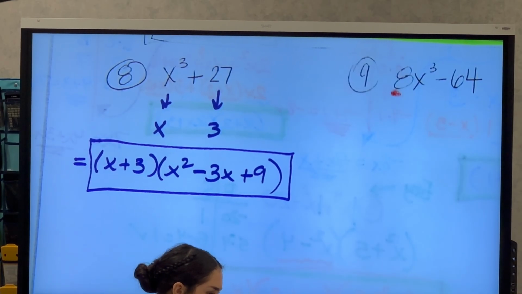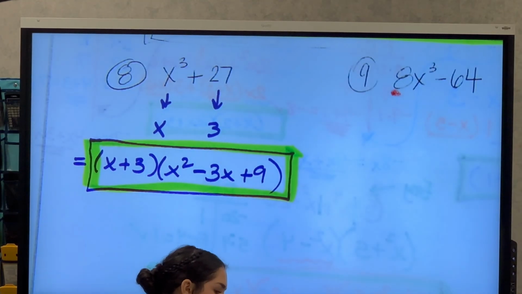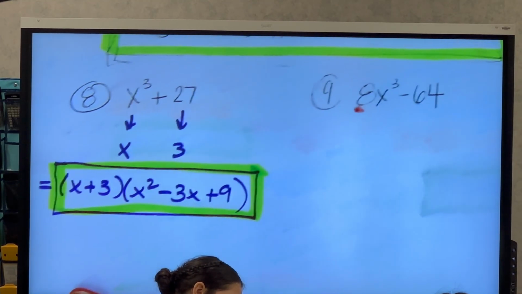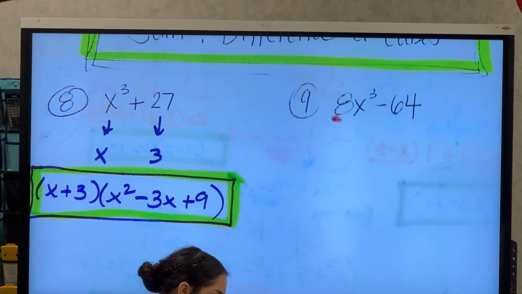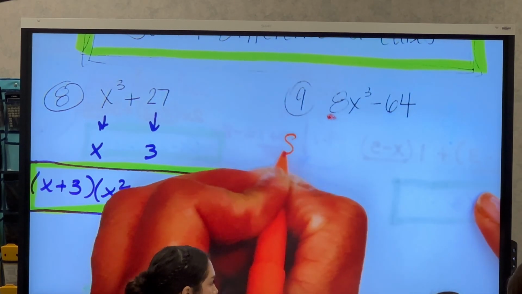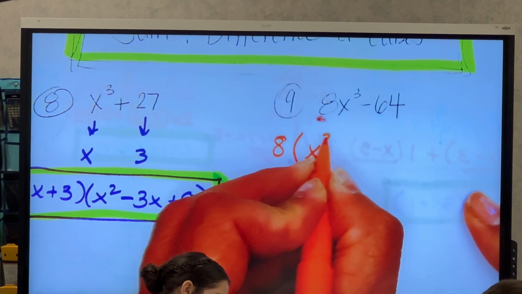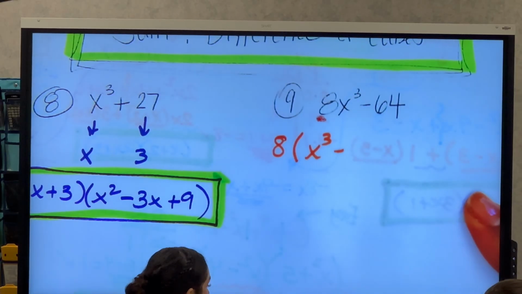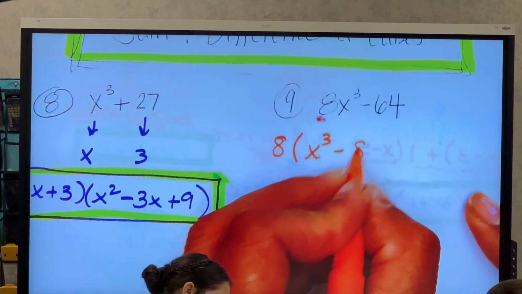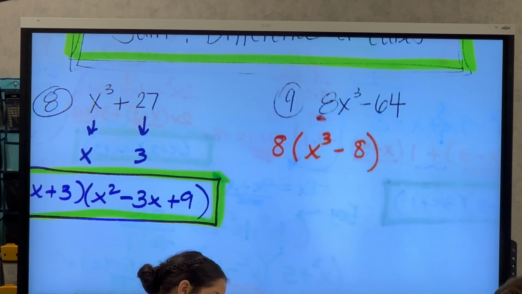Where's my lime green? Okay, all right, and then number 9 is a difference of two perfect cubes. Okay, so first of all, do you guys see a GCF? Yeah, what is it? 8. Let's factor out that 8. Always check for a GCF first. It makes your lives a lot easier. So that'll be an x cubed minus, what's 64 divided by 8? 8, yeah, 8 times 8 is 64, right? Okay, so the 8's going to go along for the ride.